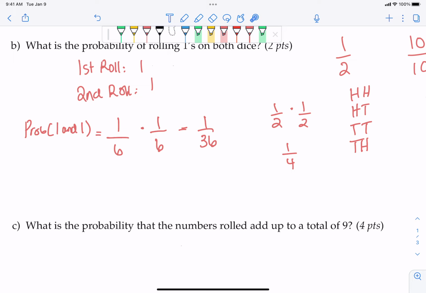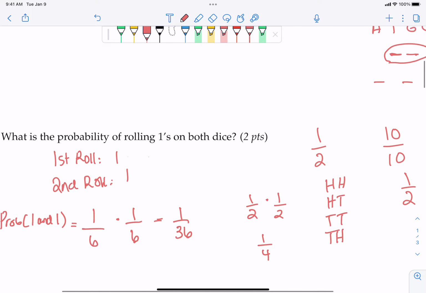They're completely independent. And so rolling the first time and getting a 1, there's only one favorable outcome. I can only get a 1 one time out of 6, because there's only one side that has 1 dot on it. And so the second roll is independent of the first. There's still only one location on the dice that has 1 on it. And so I do 1/6 times 1/6 to give me 1 out of 36.